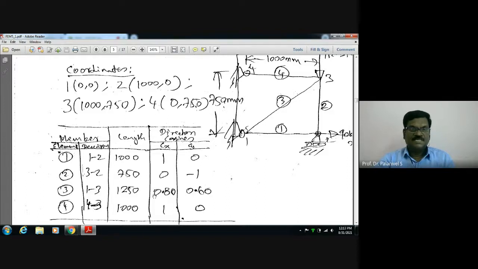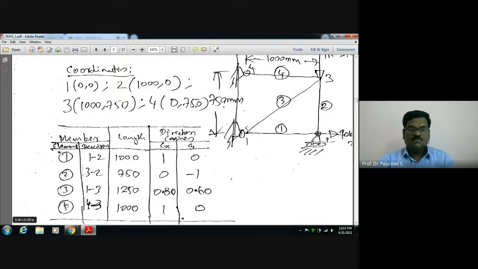Next, 1, 3, no, 3 is here. 750 minus 0, so 750. 750 by 1250. Because 750 minus 0, so plus 750 only. Divided by 1250, 0.6. So the direction cosine is 0.6 here.